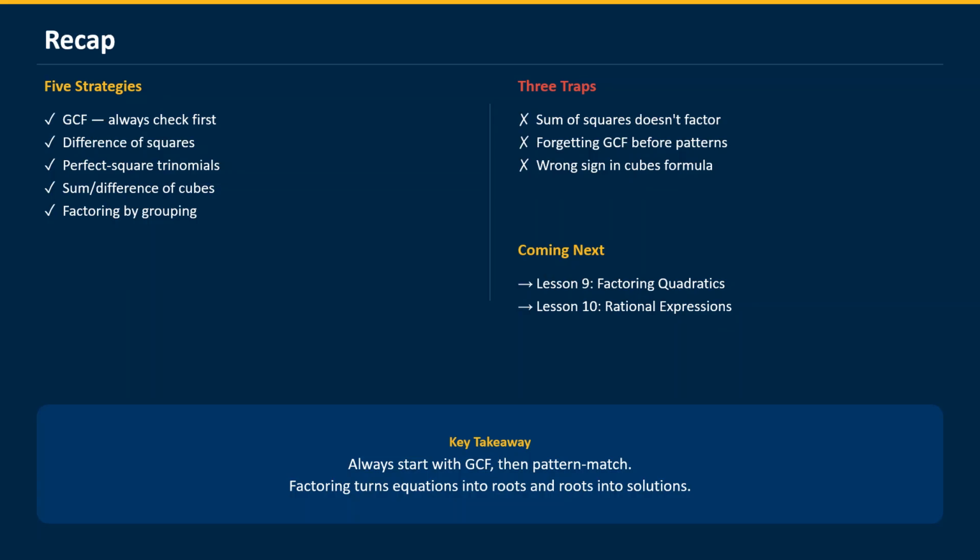The partial greatest common factor trap, where you pull only the numerical part or only the variable part instead of both. The pattern confusion trap, where you mix up difference of squares with perfect square trinomials. And the sum of squares trap, where you try to factor a sum of squares over the real numbers.